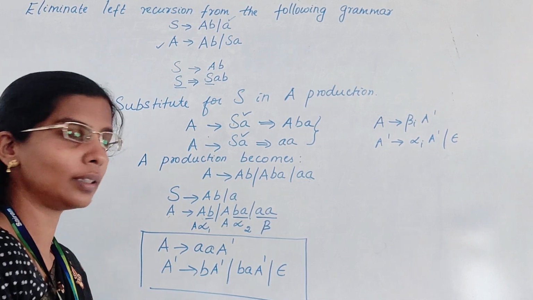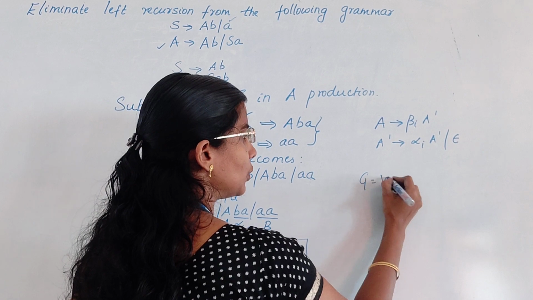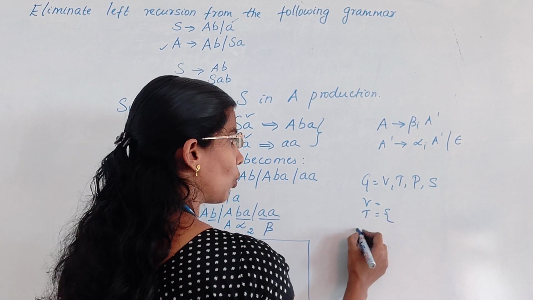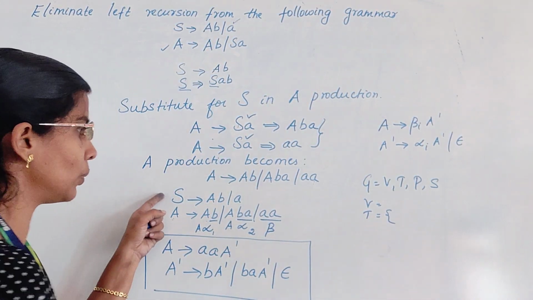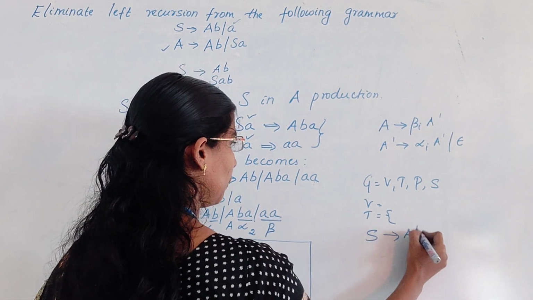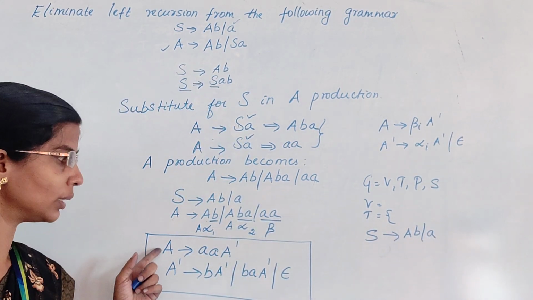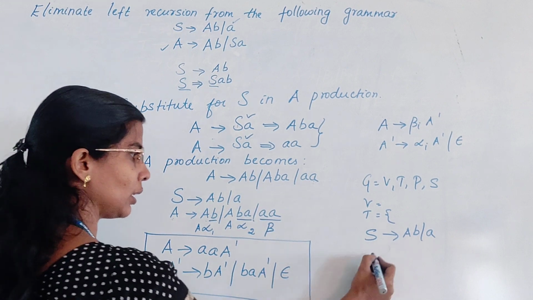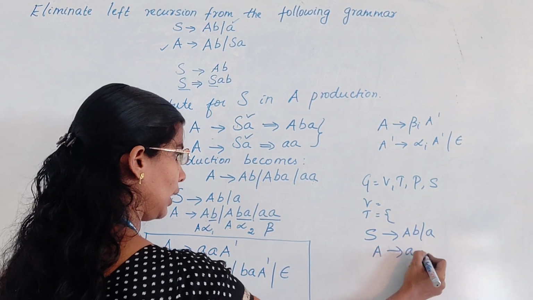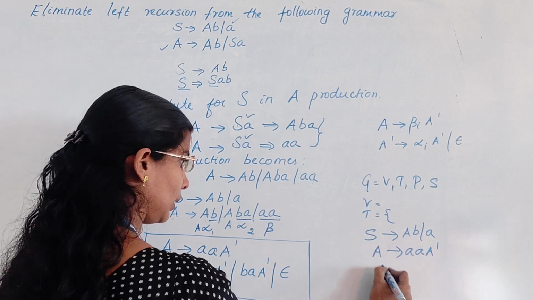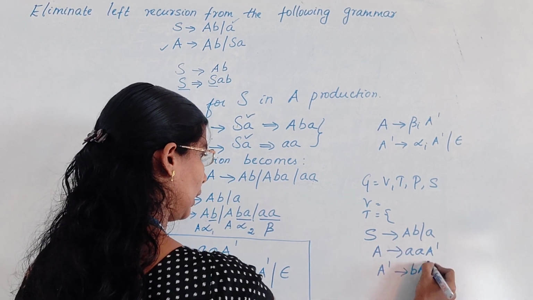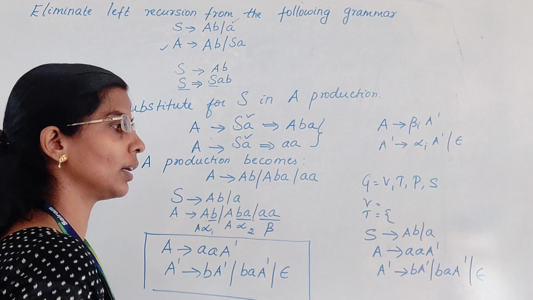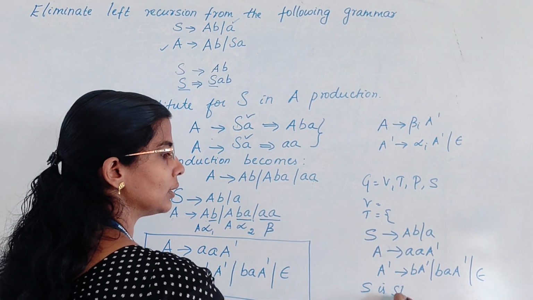This is your final answer. So how will you write your grammar? G is equal to V, T, P, S. Write all the variables, write all the terminals, and what are the productions? S production, you will write as it is. S tends to AB or A. But what about this A production? After removing left recursion, it becomes these two productions. So A tends to A dash, and A dash tends to B A dash, B A dash, or epsilon. Which is your start symbol? S is the start symbol.